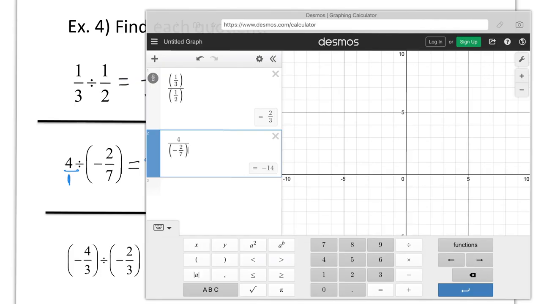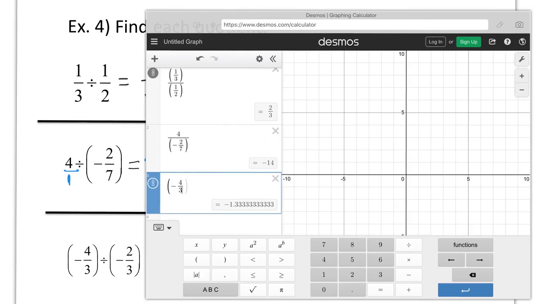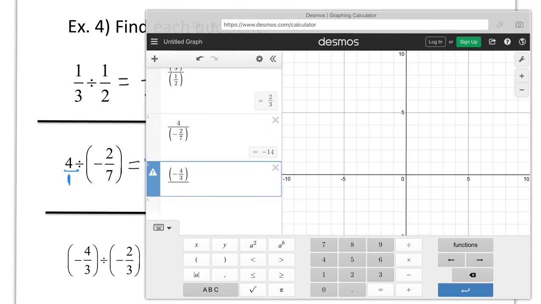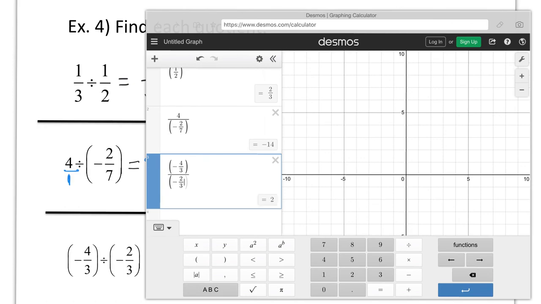And I'm going to try the next one for you guys too. I have 2 parentheses, so I open parentheses, negative 4 over 3. You close the parentheses, divided by, and then you guys have open parentheses, negative 2 over 3. And then you guys close parentheses, okay? And the answer is 2.